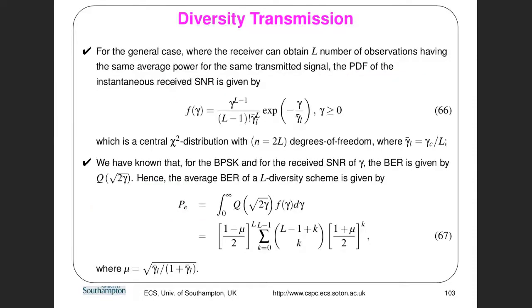So if we have a total number of L observations, so maybe we use either L antennas, or L time slots, or L frequency bands to get L observations of the same signal, so L copies. Then the PDF is we will have L degrees of freedom.